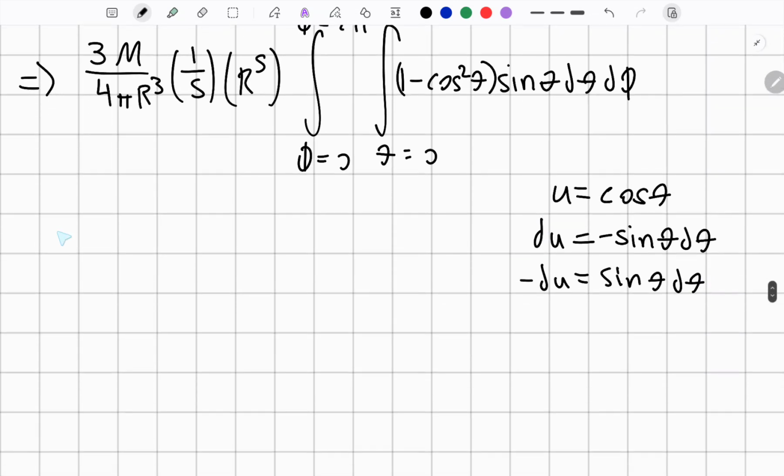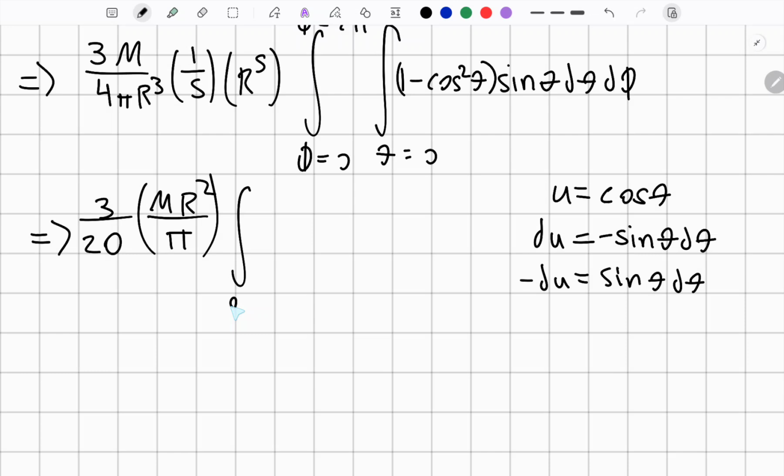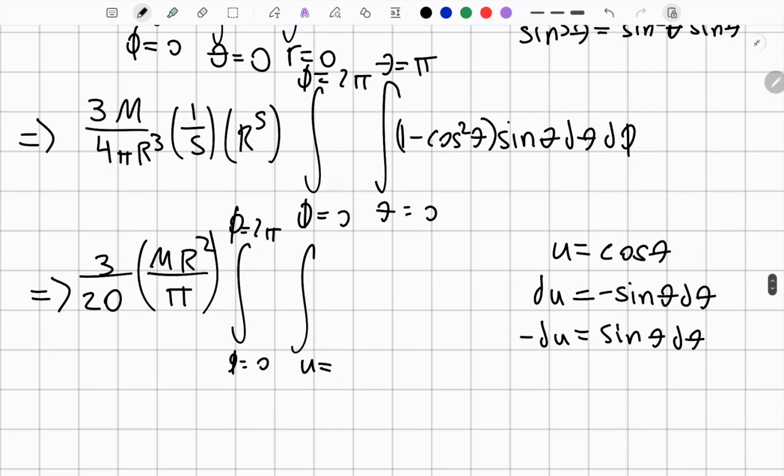Alright, plugging this back in, we can go ahead down here. Going to go ahead and combine some things. We're going to have 3 over 20 m R squared over pi. And then we're going to have from phi equals 0 to phi equals 2 pi. This time we're going to have u, we're going to plug in our bottom limit, change our limits of integration. 0 is going to be 1. We're going to have that negative though actually, so I'm going to go ahead and flip our limits in the same step here. I hope that's not confusing.